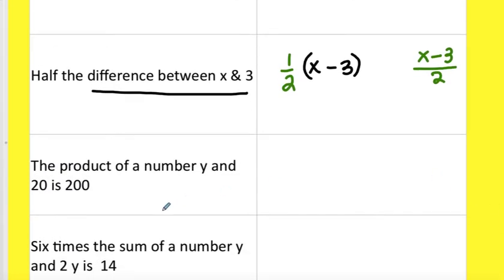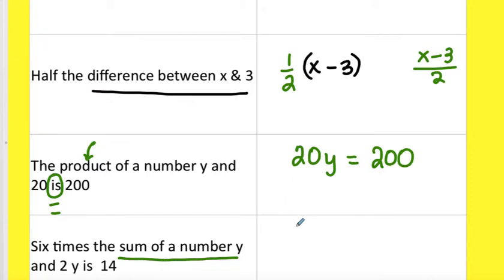All right, the product of a number y and 20 is. Now "is" is that new word we kind of talked about, which means equals. So the product means multiply, so the product of a number y and 20, so 20y, we're going to always put the variable second, is 200.